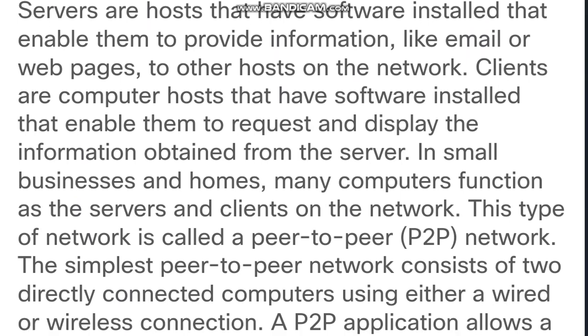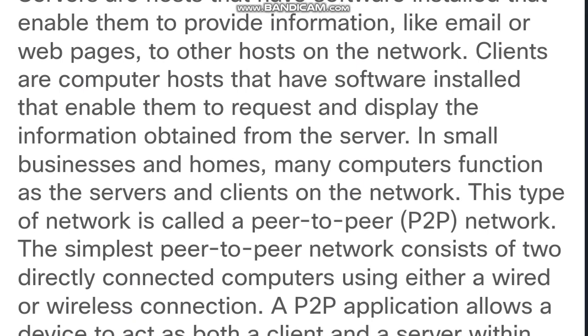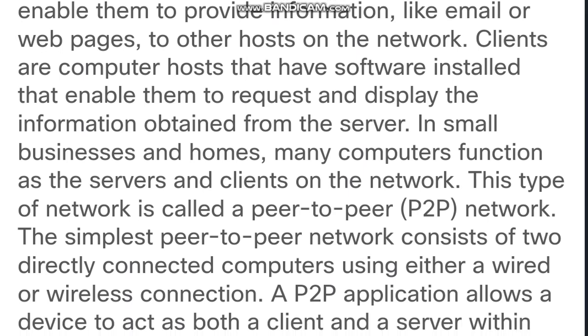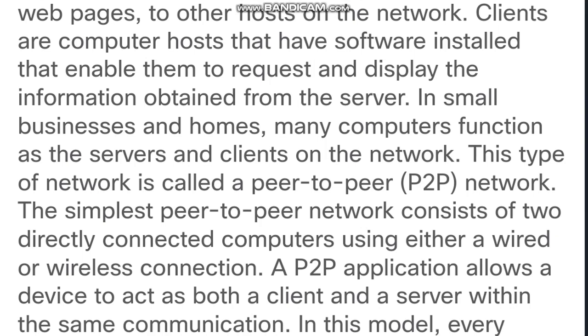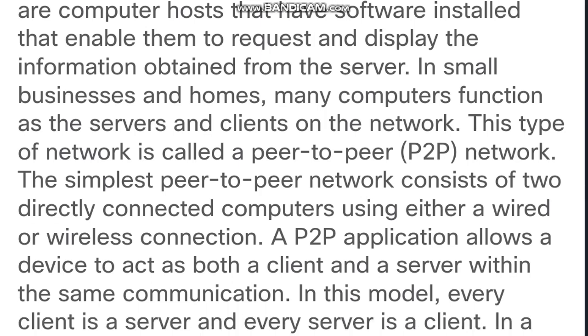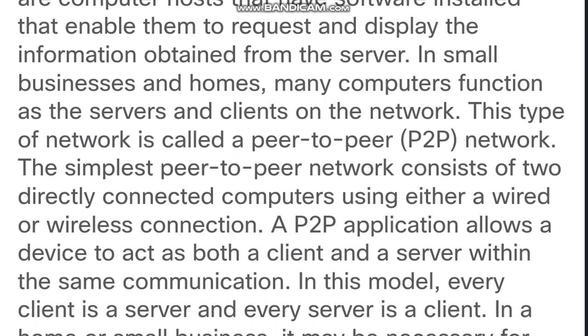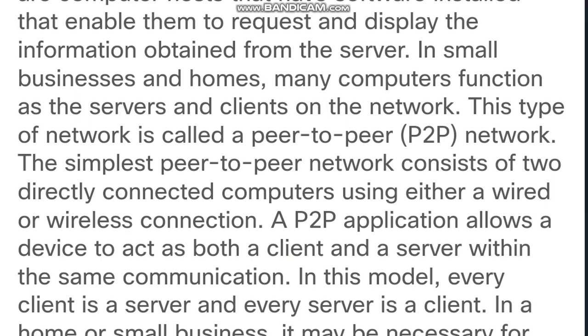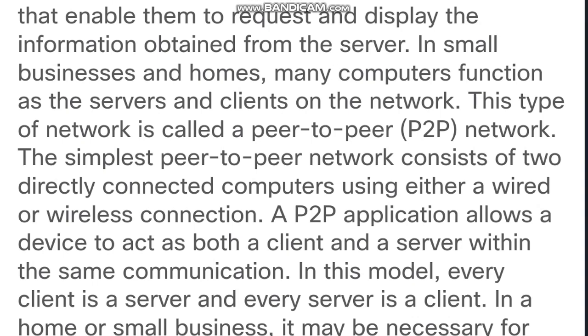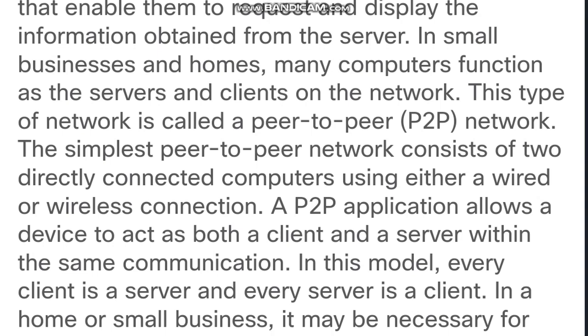information obtained from the server. In small businesses and homes, many computers function as the server and client on the network. This type of network is called a peer-to-peer network. The simplest peer-to-peer network consists of two directly connected computers using either a wired or wireless connection.